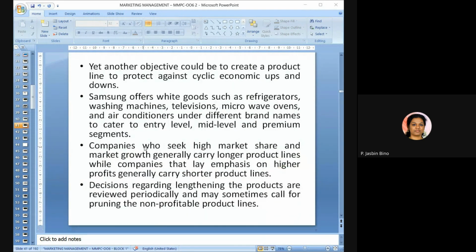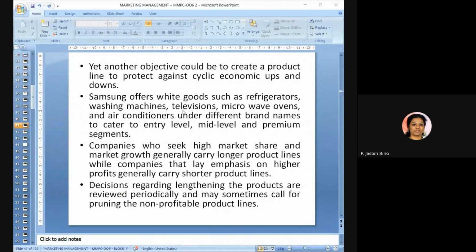Another example could be creating a product line to protect against cyclic economic ups and downs. Samsung normally offers white goods such as refrigerators, washing machines, televisions, microwave ovens, and air conditioners under different brand names. So companies seeking high market share and market growth normally carry longer product lines, while companies that lay emphasis on higher profits will be carrying only shorter product lines. Decisions regarding the length of the product line are reviewed periodically and may sometimes call for pruning non-profitable product lines. So decisions should be taken.